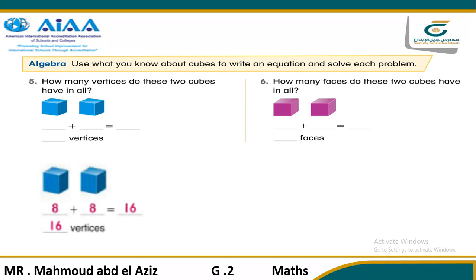Another question, how many faces do these 2 cubes have in all? Any cube has how many faces? Excellent, 6 faces. So we have here 2 cubes. It will be 6 plus 6, which equals 12. So we have here 12 faces.